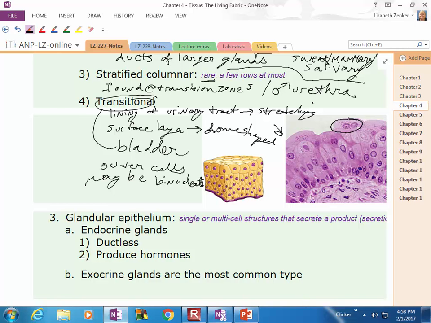So what epithelium is best for wear and tear that needs waterproofing? Keratinized, stratified squamous. Stratified because it'll have multiple layers. It doesn't matter if it gets kind of rubbed off a little bit or abraded, right?